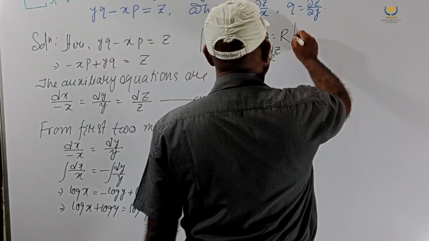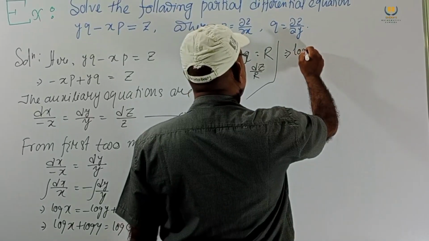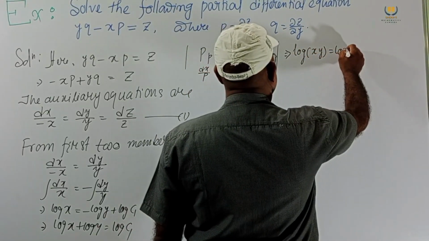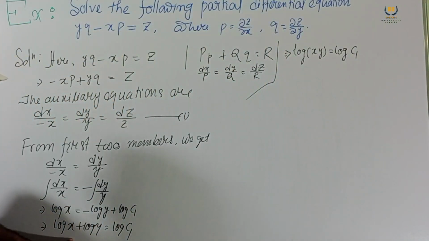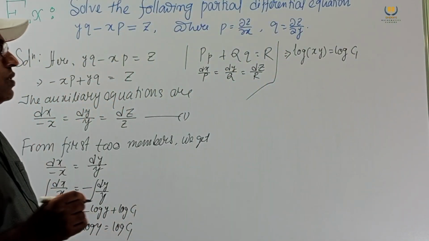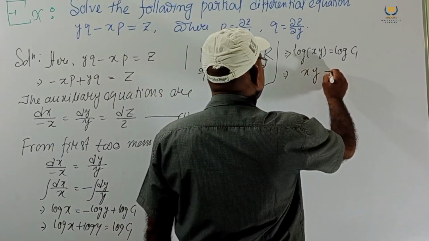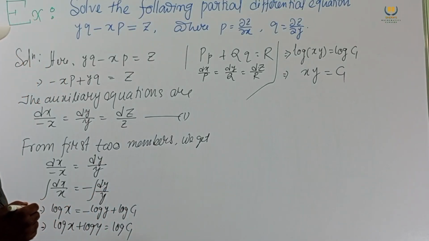This implies log(x·y) = log c1. In logarithm, if plus is given we write multiplication, and this implies xy = c1. We get the first value u.